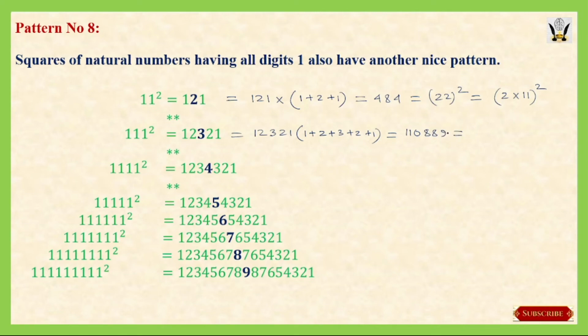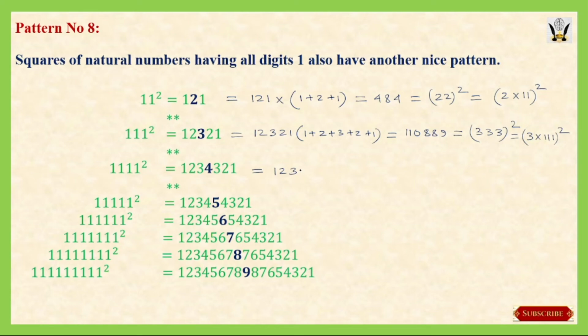This is also a perfect square, and if we take the square root, it is the square of 333. And 333 is 3 multiplied by 111, and then square of that. Then, if we come to the next value, 1 2 3 4 3 2 1, this is also a perfect square.